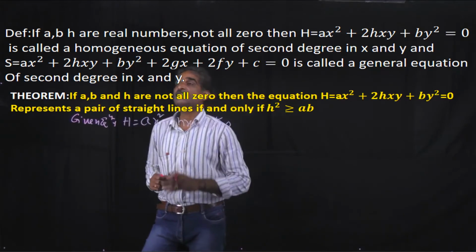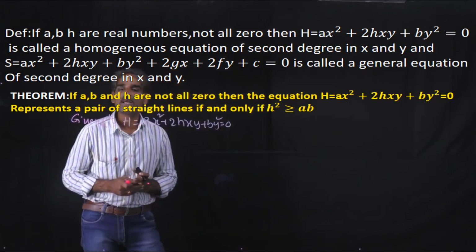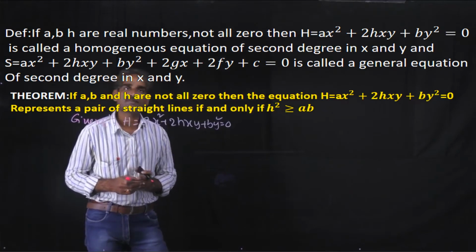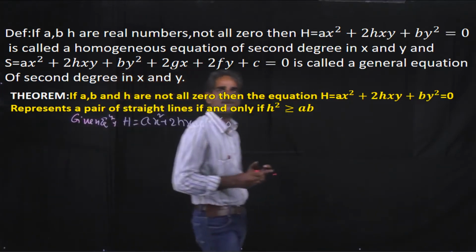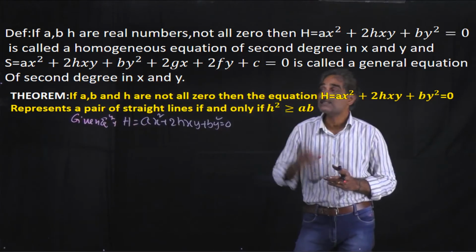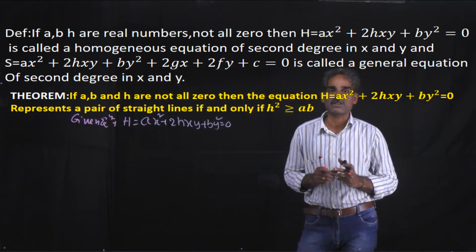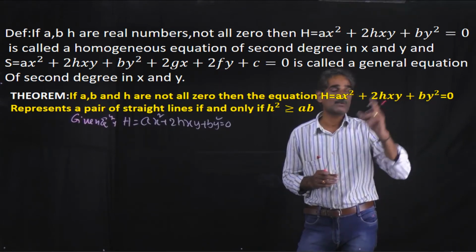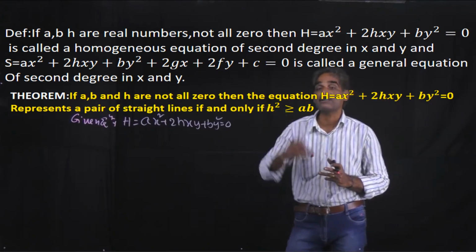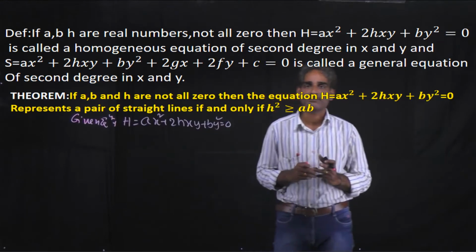Okay, now see the second equation. S is equal to ax square plus 2hxy plus by square plus 2gx plus 2fy plus c equal to 0. This is called a second degree general equation in x and y. The first one is a homogeneous second degree equation. This one is a second degree general equation.